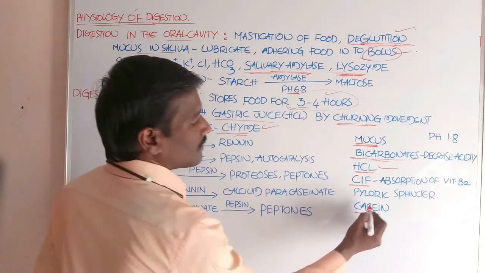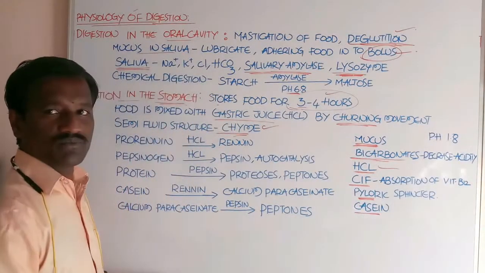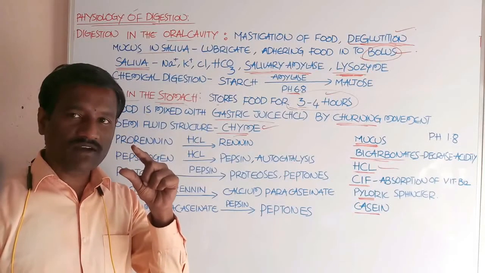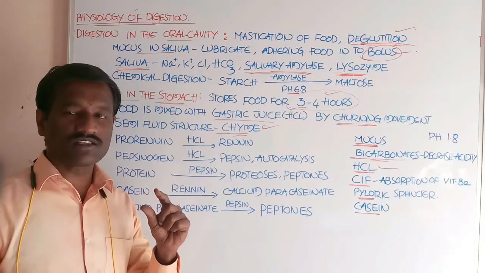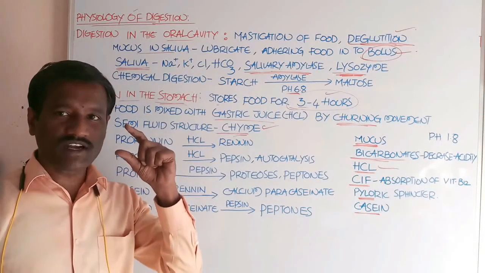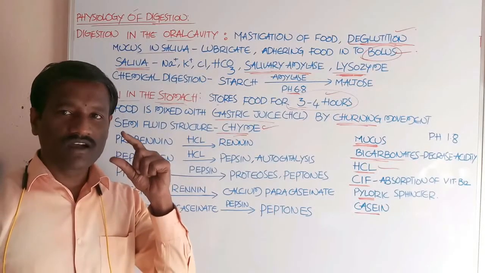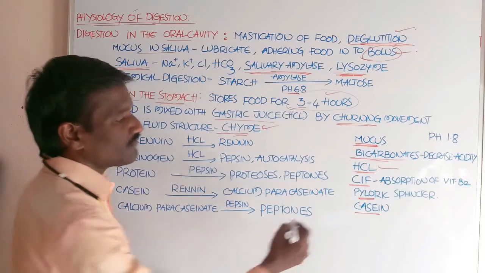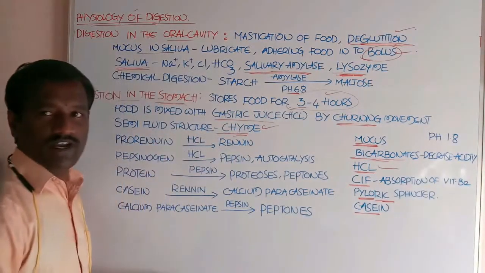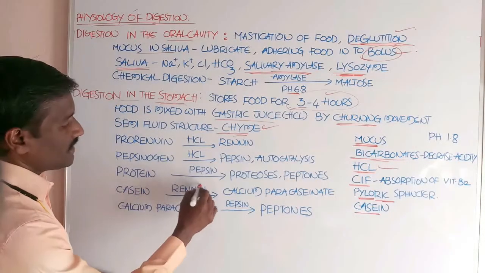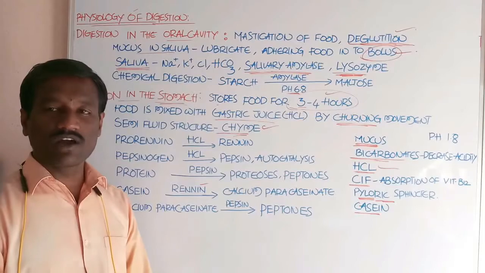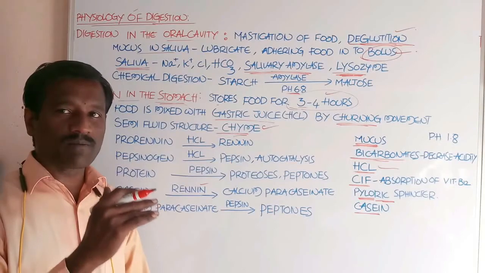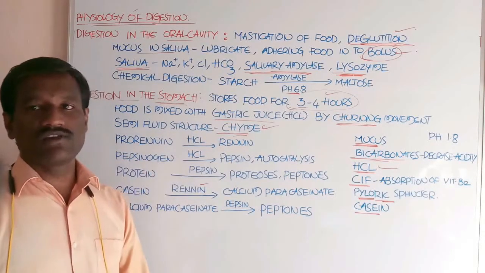What do you know about the pyloric sphincter? The pyloric sphincter is present between the stomach and the first part of the small intestine, called the duodenum. After digestion is completed in the stomach, food enters the small intestine with the help of the pyloric sphincter. And what about renin? Renin is an enzyme present in the gastric juice of infants.